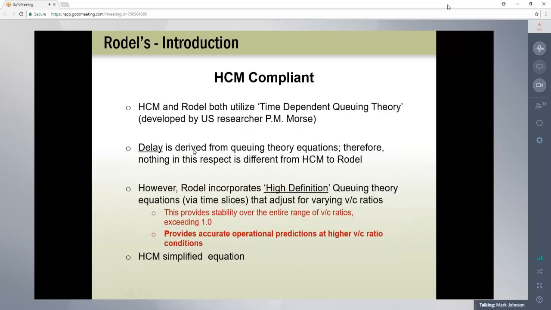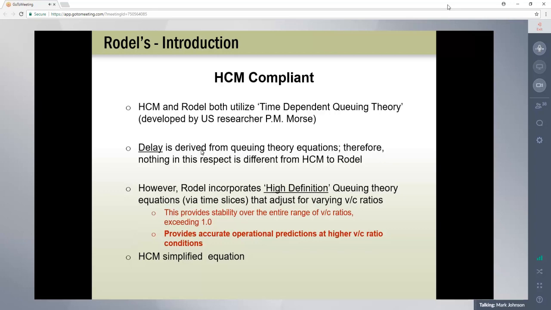As was mentioned, it's fully compliant with HCM. They both use time-dependent queuing theory, so nothing in this respect is different from the Rodel geometric model versus the HCM model. Delay is derived from queuing equations. Rodel incorporates high-definition queuing theory, which provides stability over the entire range of VC ratios.